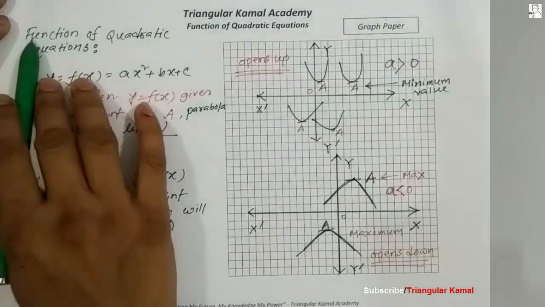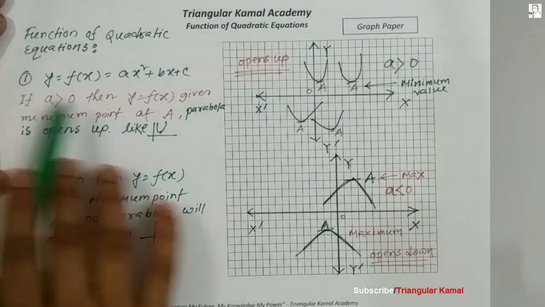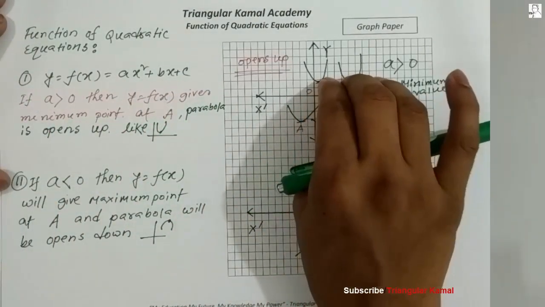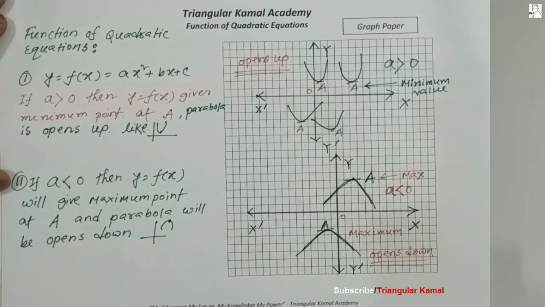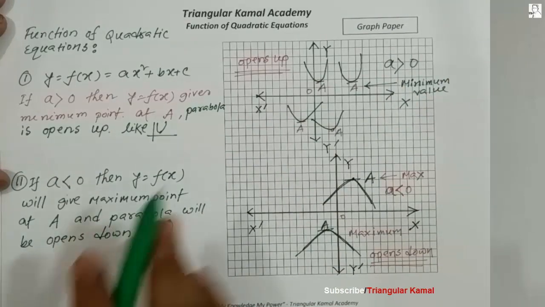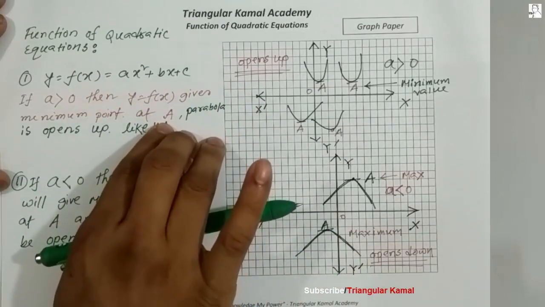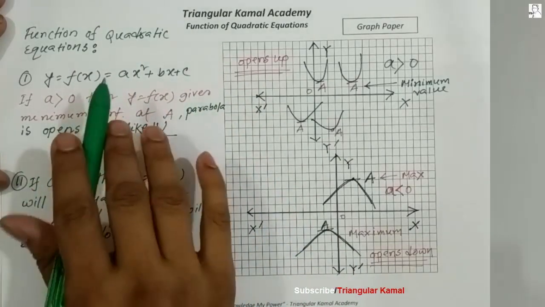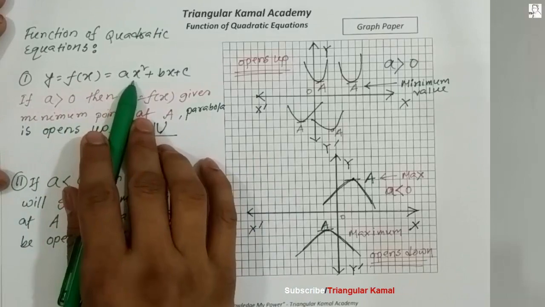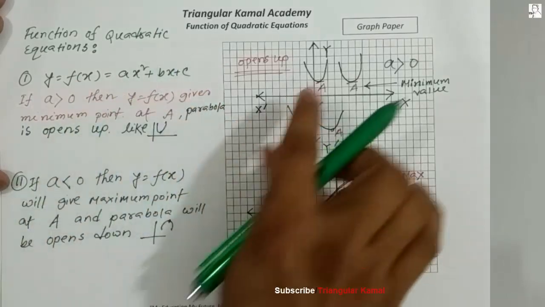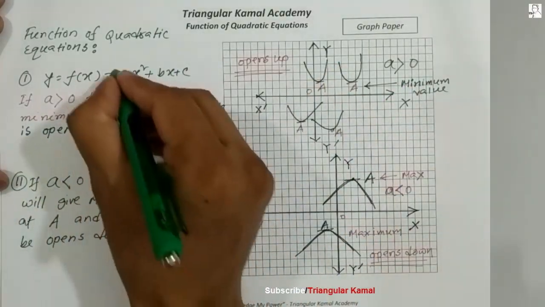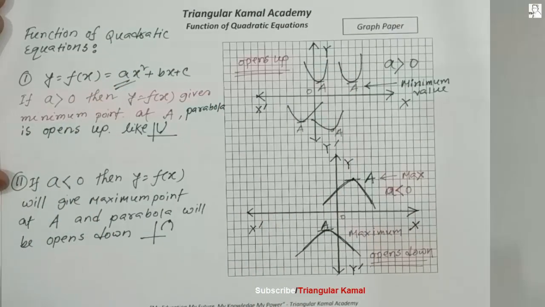Next one, functions of the quadratic equation. Consider that the graph opens up or opens down. How can we identify whether the quadratic equation opens up or opens down? y equals f of x equals ax square plus bx plus c. Opens up and opens down are always determined by the value of a.